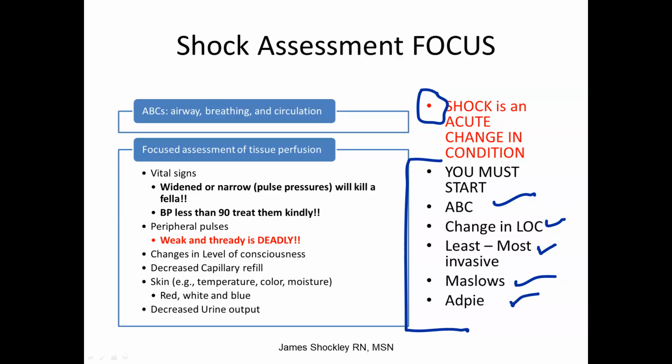So vital signs, we've talked about narrowed or widened pulse pressures, right? We've talked about blood pressures less than 90, weak and thready pulses, and then of course the less serious stuff, changes in level of consciousness, decreased capillary refill because of the ineffective tissue perfusion. We talked about red, white, and blue for our skin, and decreased urine output, as always.